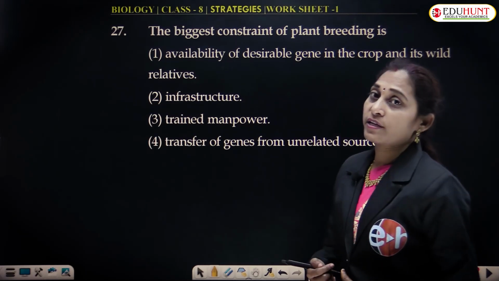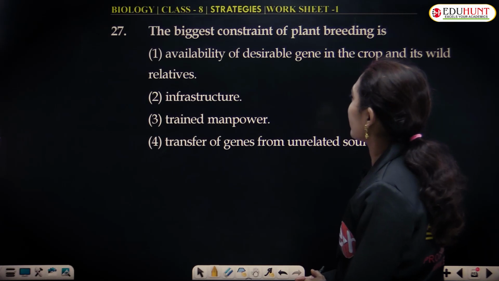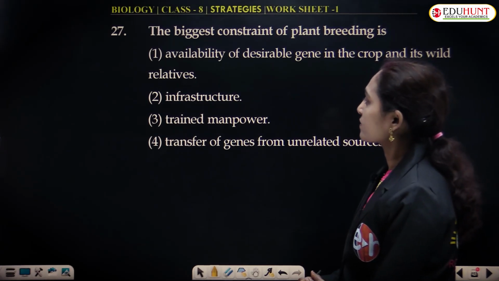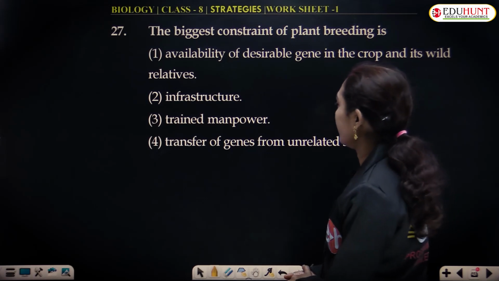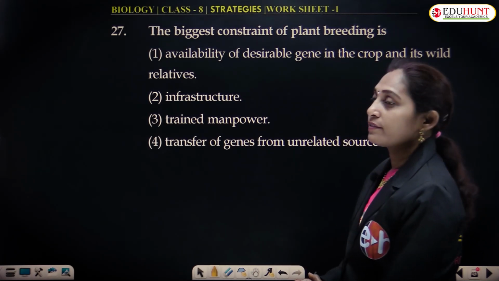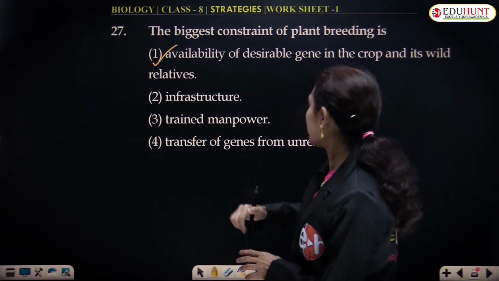The biggest constraint of plant breeding is availability of desirable gene in the crop and its wild relatives, infrastructure, trained manpower, transfer of genes from unrelated sources. Among these, the first is the correct option.